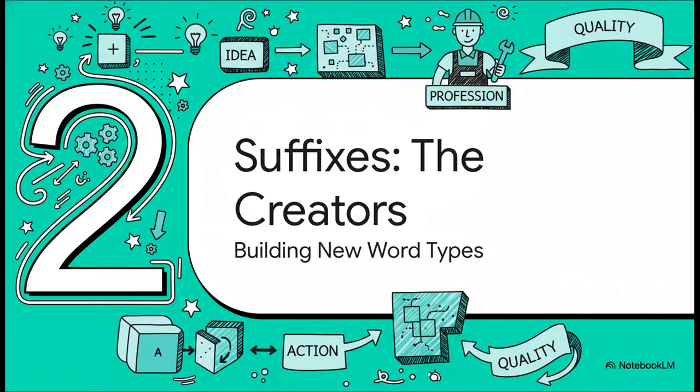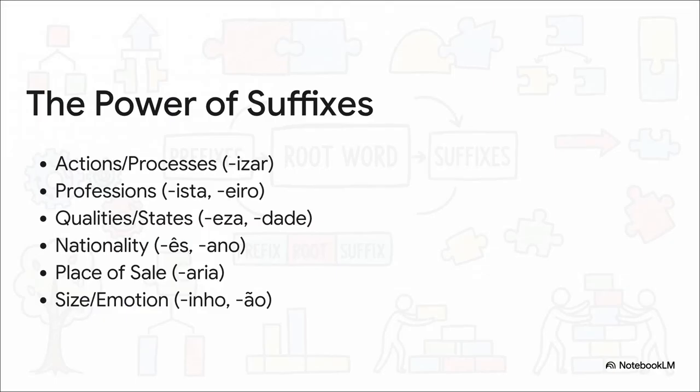They can fundamentally change the type of word we're using, turning an idea into a person or an action into a quality. They are true game changers. I mean, just look at this range. Suffixes are the tools we use to build the words for jobs, to describe qualities, to name where someone's from, and even to show the size of something or to pack in a ton of emotion. Their creative power is just immense.